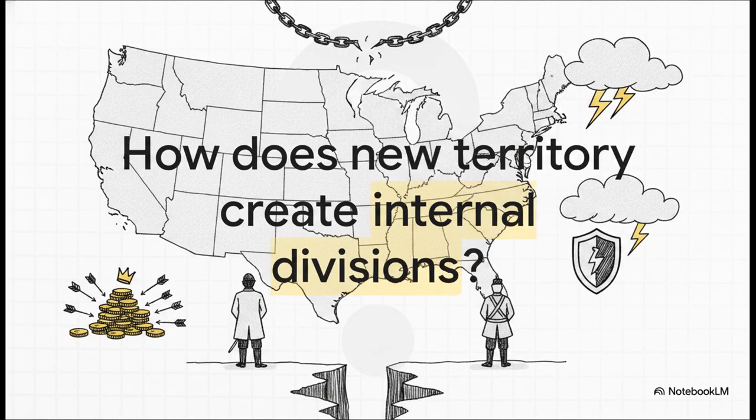History definitely repeats its themes, right? We saw it clearly in the 1840s, but it leaves us with a much bigger question to chew on. How does acquiring new territory or power sometimes create deeper internal divisions within a nation? Think about it. How could getting exactly what you want, like a massive new piece of land, actually be the very thing that tears you apart from the inside?